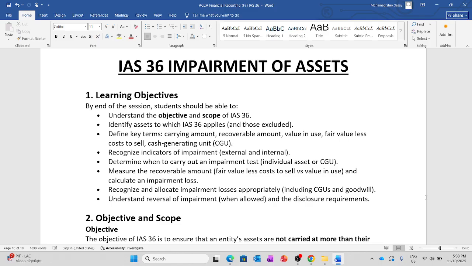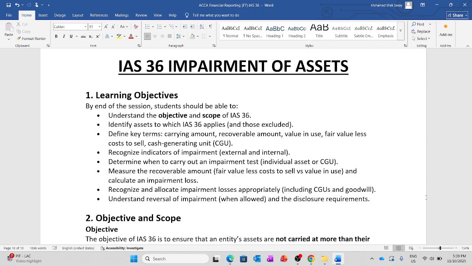Today, we are going to cover IAS 36, Impairment of Assets. We are going to look at the objective and scope of IAS 36, which is very important. Basically, when we're talking about impairment, it means that if an asset is not providing the required economic resources from the utilization of that particular asset, then we can say that asset has been impaired. This is a simple thing you need to know.